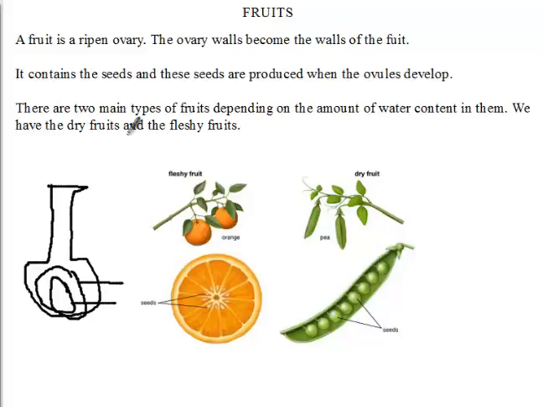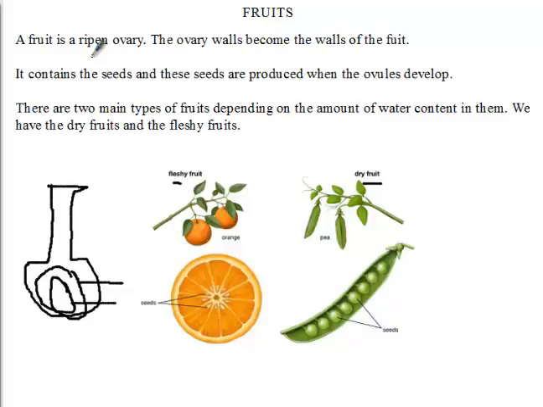There are two main types of fruits depending on the amount of water content in them. We have the fleshy and then we have the dry fruits. The pea is an example of a dry fruit. Now, with the fleshy fruits, mostly we can get juices from them because they contain a lot of water.